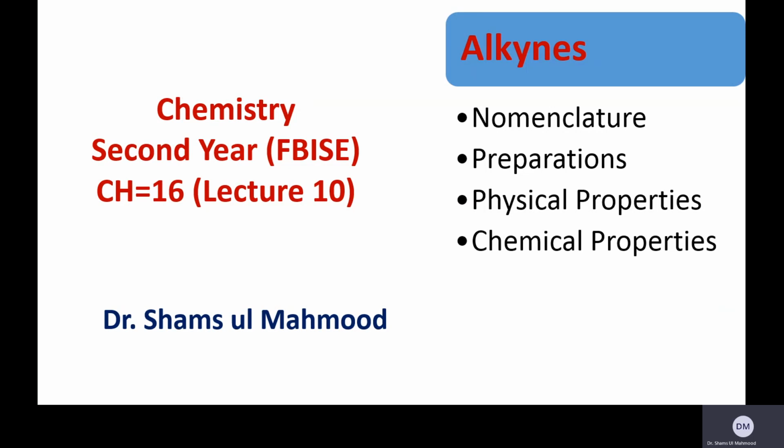Dear students, today we are going to start the 10th lecture of secondary chemistry, and we have already started chapter 16. In this chapter, we will discuss another important class of hydrocarbons, which is the alkynes. We will discuss first the nomenclature of the alkyne, then their preparation methods, and at the end a detailed discussion about the physical as well as the chemical properties. So first, move to the nomenclature.